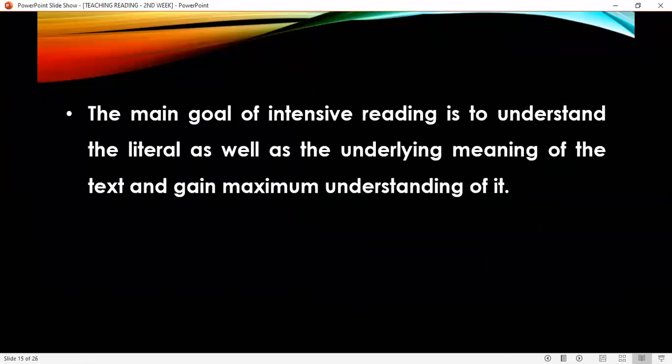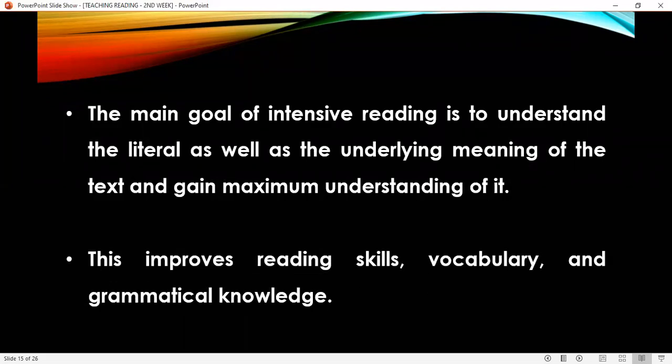The goal. What is the goal of intensive reading? To understand the literal as well as the underlying meaning of the text and gain maximum understanding of it. What was the goal of the extensive? Just for pleasure, right? To absorb the meaning of words through context. But here, no. The goal of intensive reading is to understand the literal. Literal means the specific meaning, right? What the text says, or what the writer gives in the text, no? And also the underlying meaning of the text and to gain maximum understanding of it. So you have to analyze the text carefully, okay?